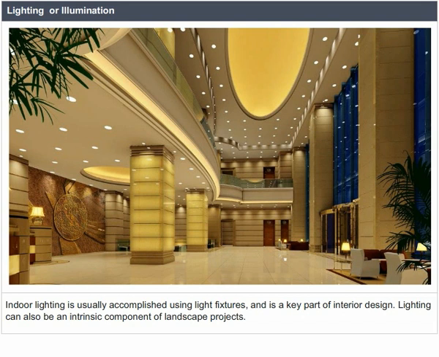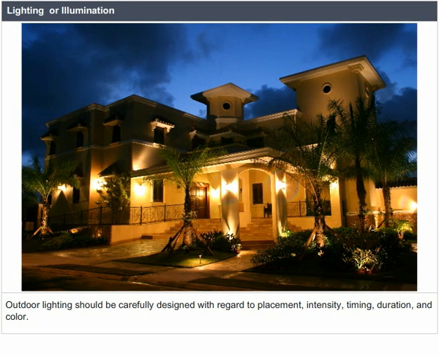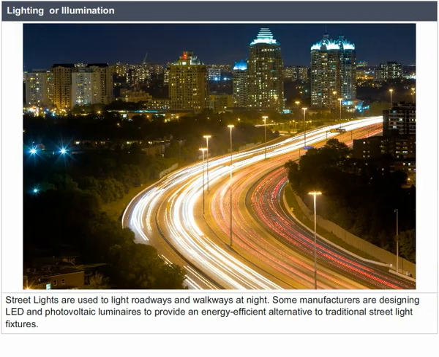Indoor lighting is usually accomplished using light fixtures and is a key part of interior design. Lighting can also become an intrinsic component of landscape projects. Outdoor lighting should be carefully designed with regard to placement, intensity, timing, duration, and color. Street lights are used to light roadways and walkways at night. Some manufacturers are designing LED and photovoltaic luminaires to provide an energy-efficient alternative to traditional street light fixtures.